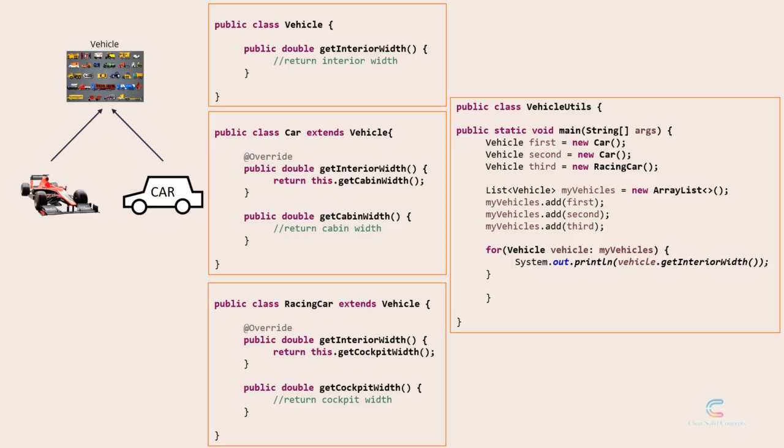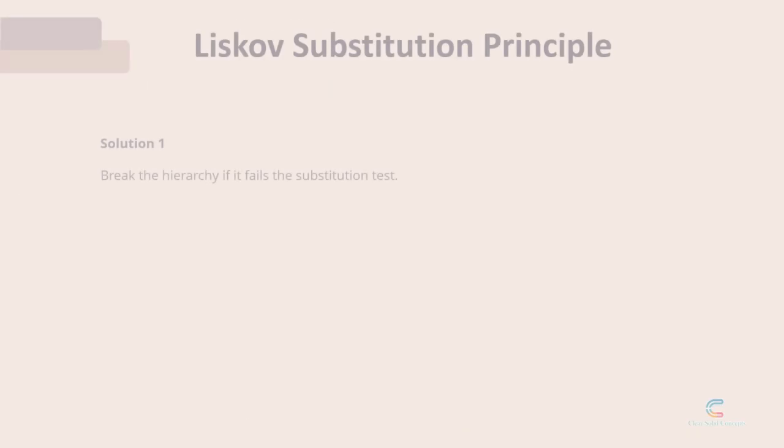Because of the way we designed the hierarchy, we can simply iterate through any number of objects of reference type vehicle and get the interior width without ever bothering to know if they are car objects or racing car objects. What we saw now was our first example for applying the Liskov substitution principle. So the solution that we applied to this pattern of problems is called breaking the hierarchy.